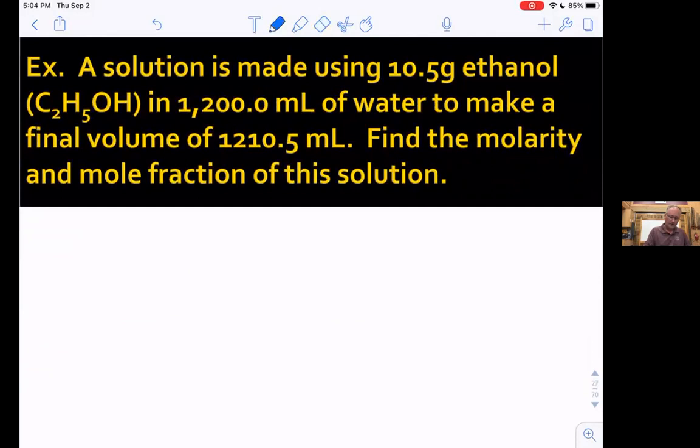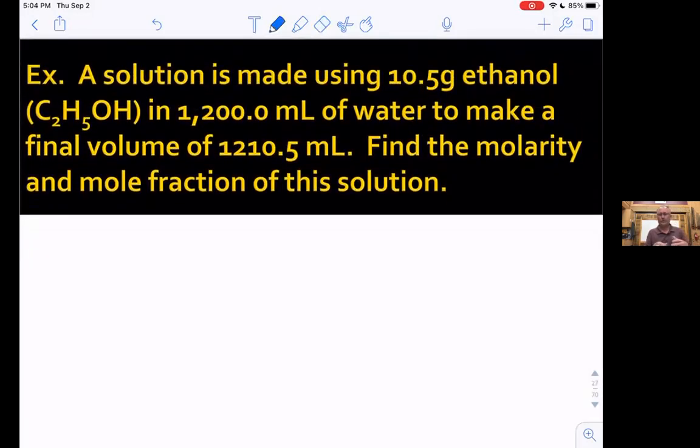So this is kind of a long problem. I believe, yeah, this is it. A long problem, and I'll go through and do each part. What they've given us is a bunch of data, and they're asking us to find the molarity and the mole fraction of this solution that's prepared from ethanol and water. Like I said, this is kind of a long problem. But knowing what I know about this, there's a few things that they left off here that you need to know, but they probably should have put in the problem. It says a solution made using 10.5 grams of ethanol in 1,200 milliliters of water to make a final volume of 10.5 mils. Find the molarity and the mole fraction.